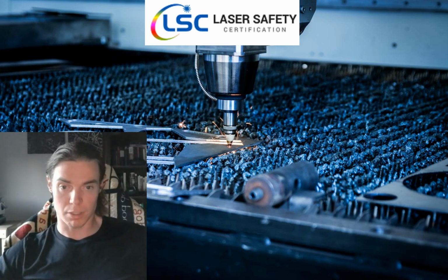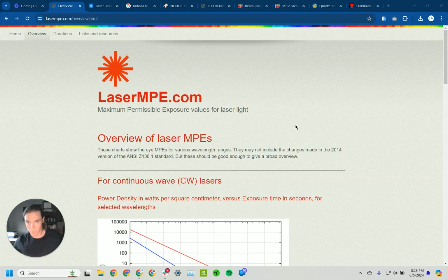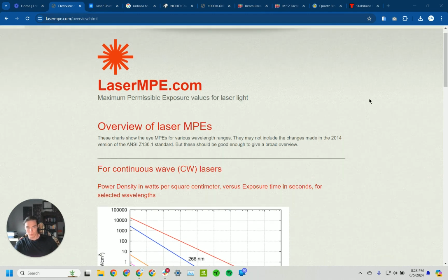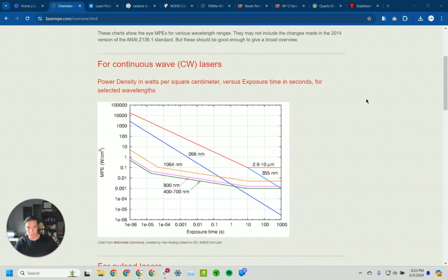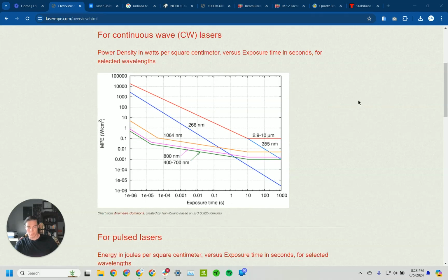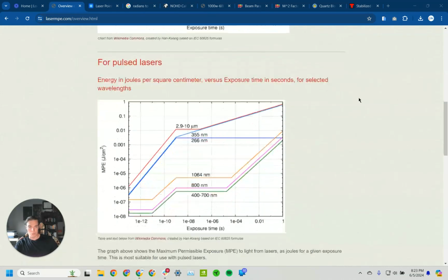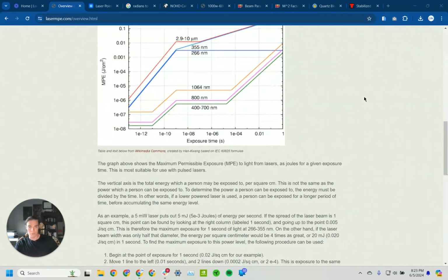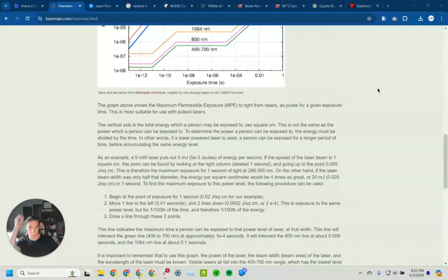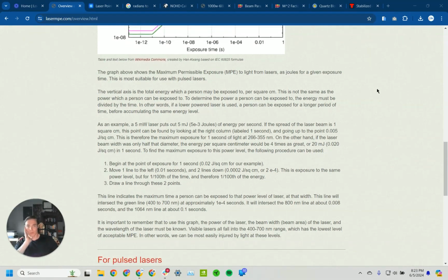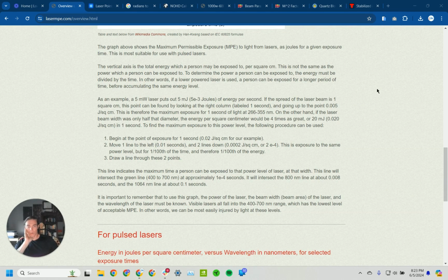So the first one is lasermpe.com. This is one of our buddies in the laser space, and if you're curious about the details of the physics behind MPE, this is a really great digestible resource for explaining how this works. So, as we talked about in the course, maximum permissible energy is basically the amount of light that your eye can absorb before it gets damaged.